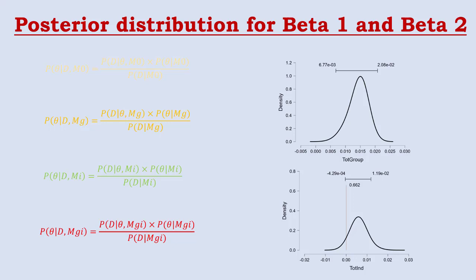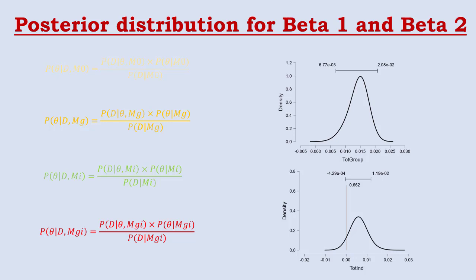In this short video, I briefly describe the posterior distribution in the regression model that uses the output provided by JASP. On the left-hand side, we've got the four models. The first one is the model of the null hypothesis. The second one is the model in which only group practice is a predictor. The third is a model in which only individual practice is a predictor. And in the fourth, both group practice and individual practice are the predictors.